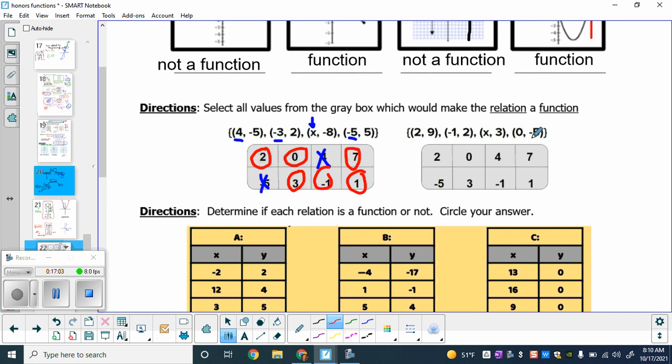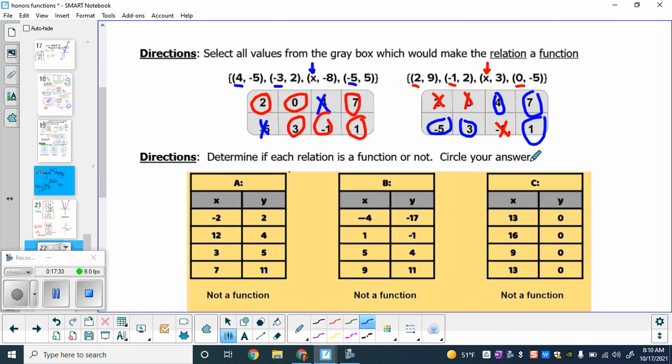All right, now over here for this one, again, same concept. A 2, a -1, and a 0 are already inputs. So if I want this to be able to be a function, I couldn't pick a 2, I couldn't pick a 0, and I couldn't pick this -1. But any of the rest of these numbers here would be fair game, and if they were listed right there, then I could say, yup, that relation is a function.